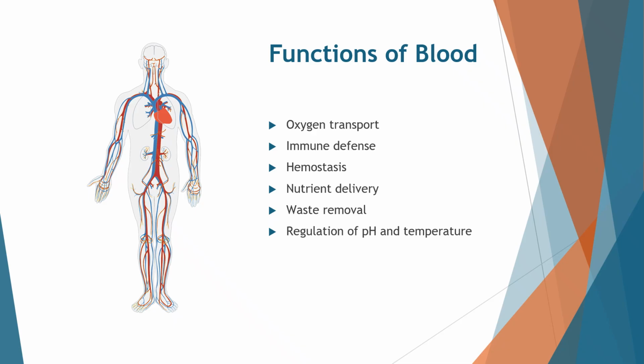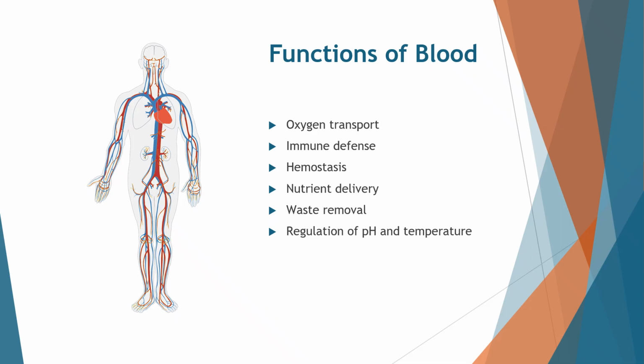Second, immune defense. White blood cells patrol constantly, identifying pathogens and abnormal cells. Changes in leukocyte number or morphology often give us early clues about infection, inflammation, or malignancy. Third, hemostasis. Platelets and clotting proteins prevent blood loss after injury. Too little activity leads to bleeding disorders. Too much leads to thrombosis. The lab helps clinicians find that balance.